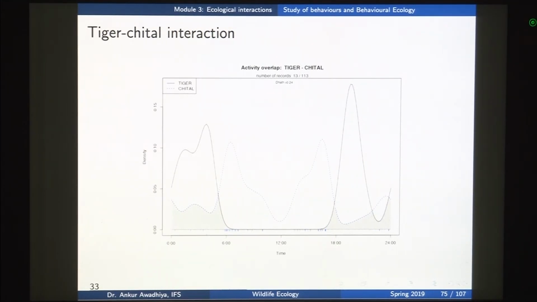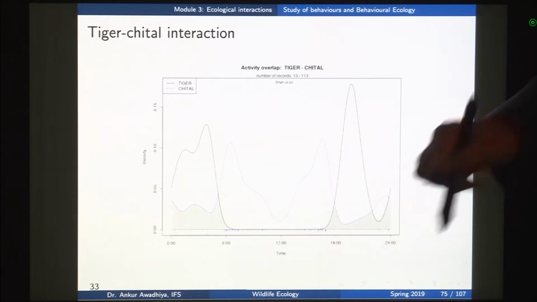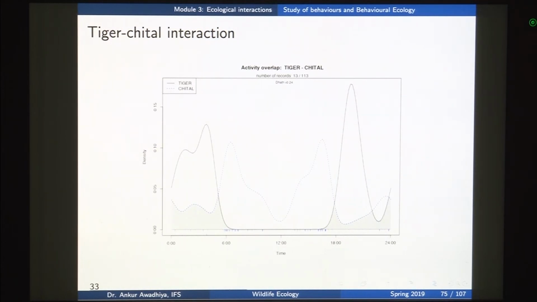So, in that case, the cheetals are trying to avoid their predators. This is a behavior of avoidance, but at the same time there has to be some amount of overlap between both of these. Why? Because the tiger wants to have some amount of overlap, because if there is absolutely no overlap, in that case it will not be able to prey upon the cheetals.